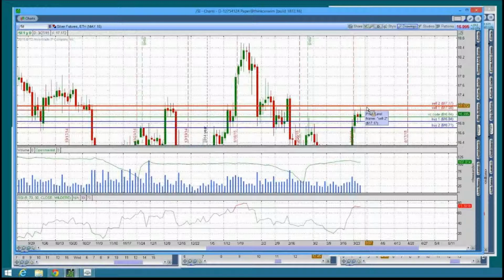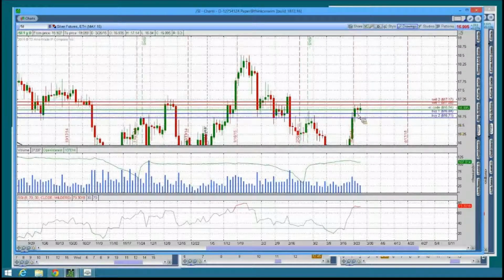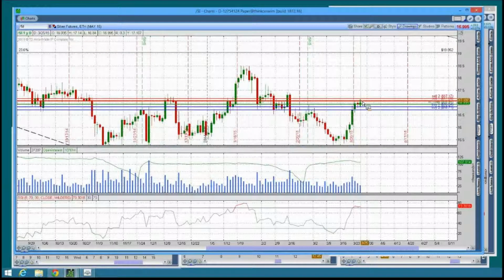So we met the first target of 1708 here this week. If you had multiple positions, obviously this would be a level where you would take some profits, as we have, and leave the balance to take them out if you're swing trading the market at 1717.